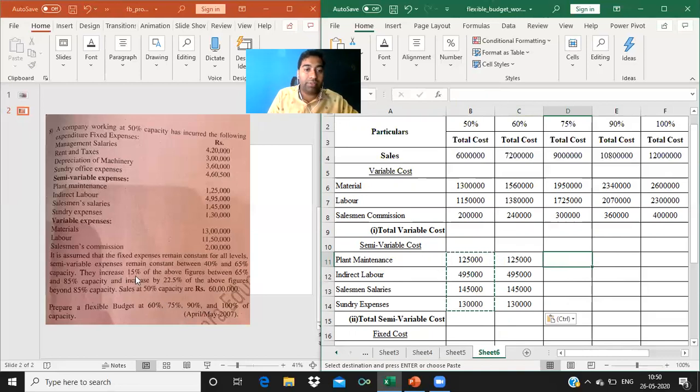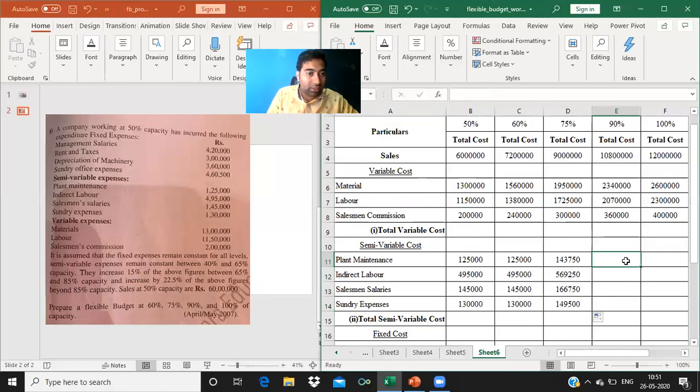The increase of 15% of the above figures between 65% and 85% capacity. Now we need to calculate the values at 75% level of activity. They are stating that if the capacity is between 65% and 85%, it is going to increase by 15%. So very simple calculation. I am going to multiply all these values by 15%, additionally taking 15%. So these are the values I have got.